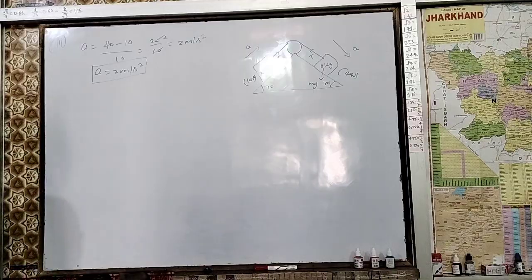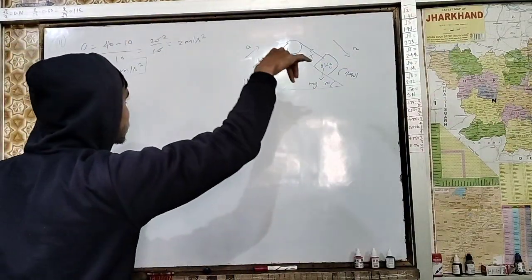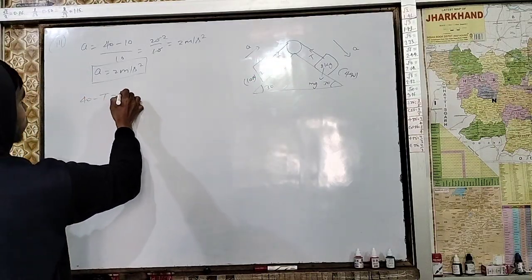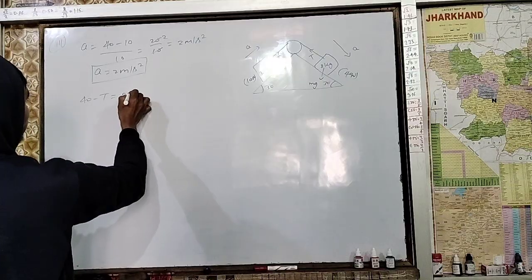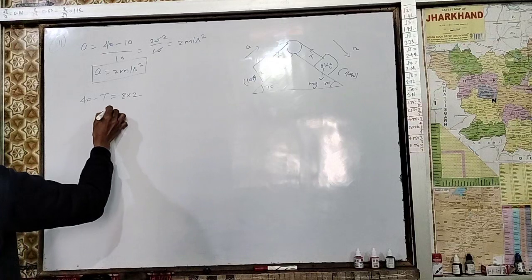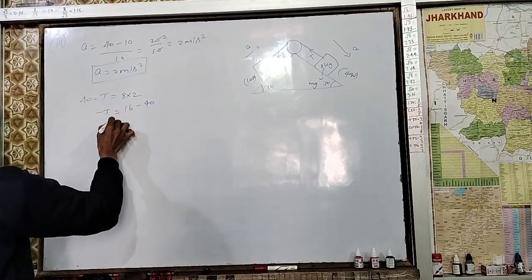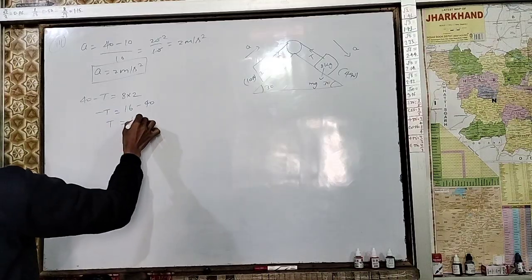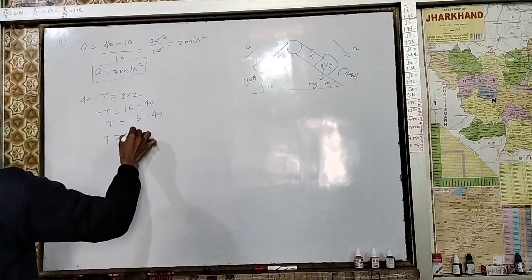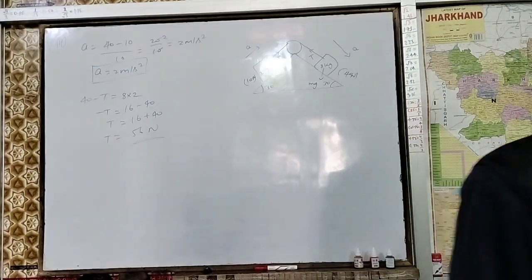Second is tension. Look over here. Direction is downward. So 40 minus T will be equal to 8a. a is 2. So minus T will be equal to 16 minus 40, so T is 24 Newton.